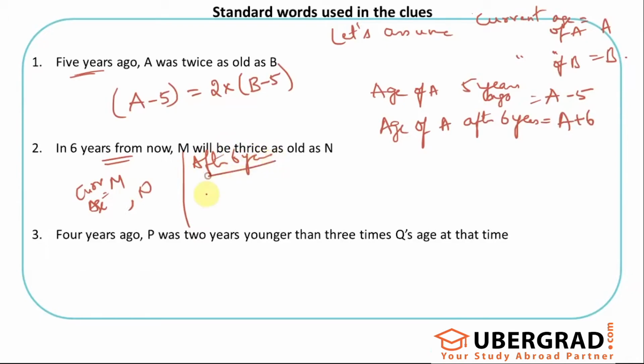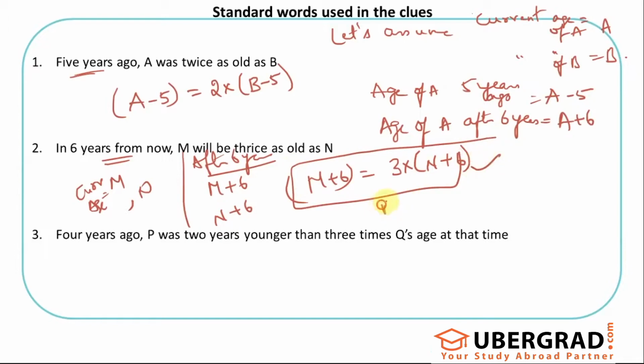After 6 years, M will be M plus 6 and N will be N plus 6. Then after 6 years, M will be thrice as old as N. So that's what you need to write, not M is equals to 3N. This is correct. M is equals to 3N is wrong, right? If I define M and N as my current ages. If I define the ages after 6 years as M and N, then yes, M is equals to 3N. But most of the problems would give you two clues.